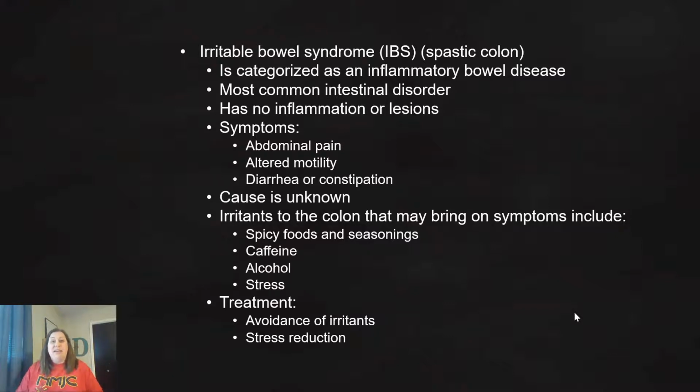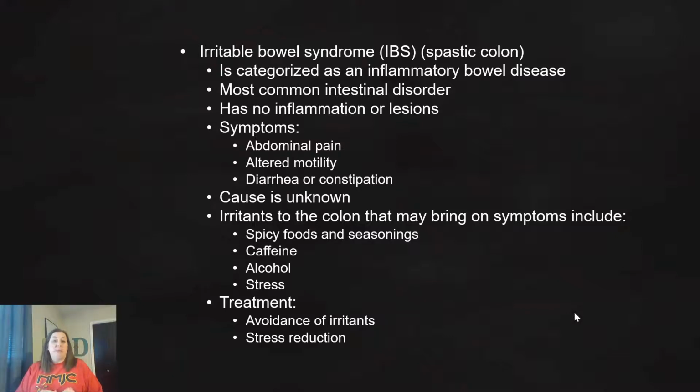All right, the next one we're looking at is irritable bowel syndrome, or IBS. This is also known as a spastic colon. This is a little different than what we talked about with the inflammatory bowel disease. It sometimes is categorized as an inflammatory bowel problem, but it really isn't, because it does not have inflammation and lesions present. Those are going to be present almost all the time when we talk about inflammatory bowel disease. So it gets confused sometimes. This is actually the most common intestinal disorder that we have.